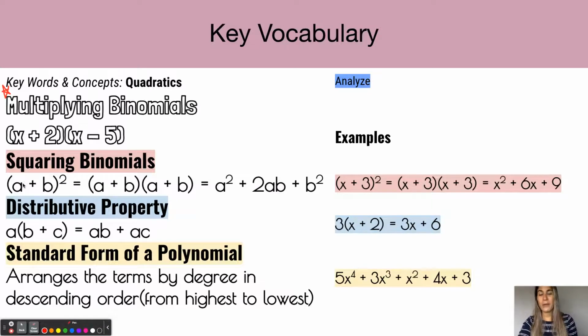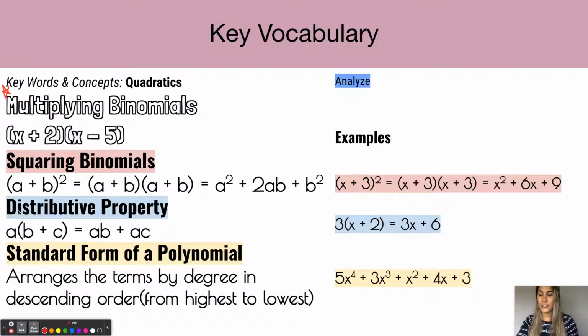Now, what does it mean to square a binomial? Squaring a binomial means that everything that's inside the parentheses is the same. So it can be expanded or it can be simplified. So for example, I have x plus 3 squared. This is the same as saying x plus 3 times x plus 3. And then this can be distributed to come up with a trinomial.